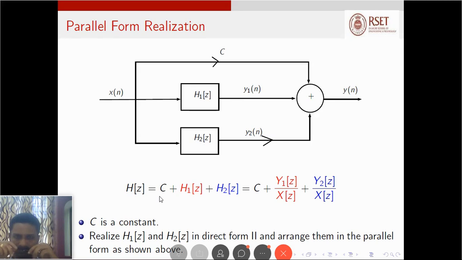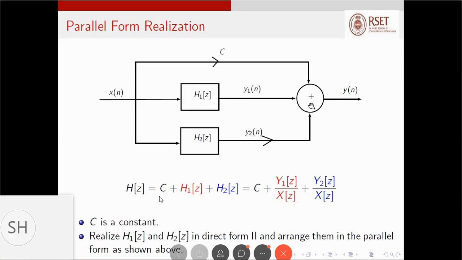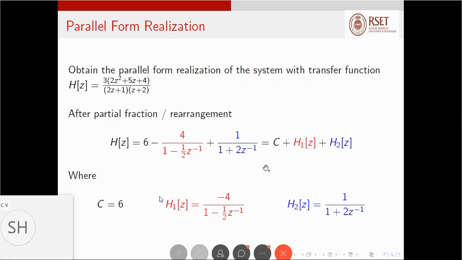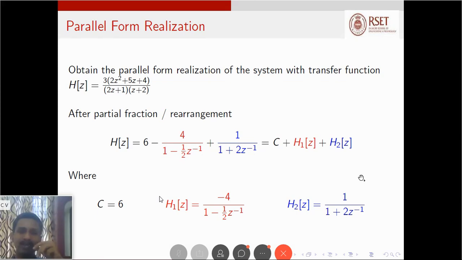Okay, sir. Thank you. Another question is, can you show the rearrangement part of H of Z in parallel form? Actually, that is not shown in this particular presentation. The rearrangement part is not shown in this particular slide.